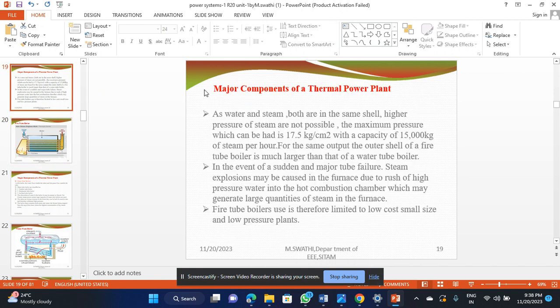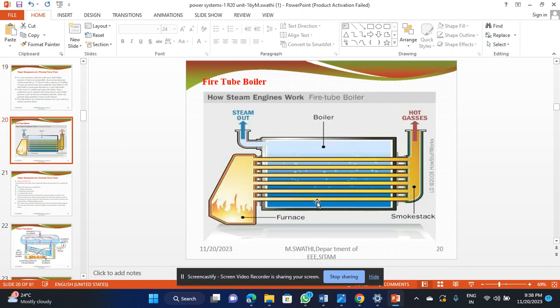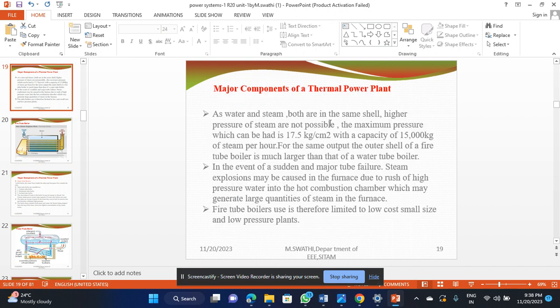Here, this is our water and this is our steam. The sky blue shade is steam. Both water and steam are present in the same shell. So this is our fire tube boiler.